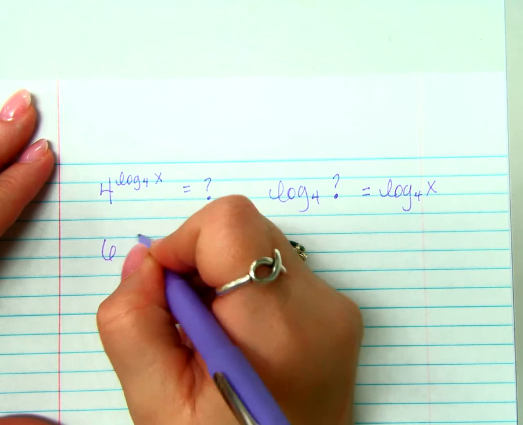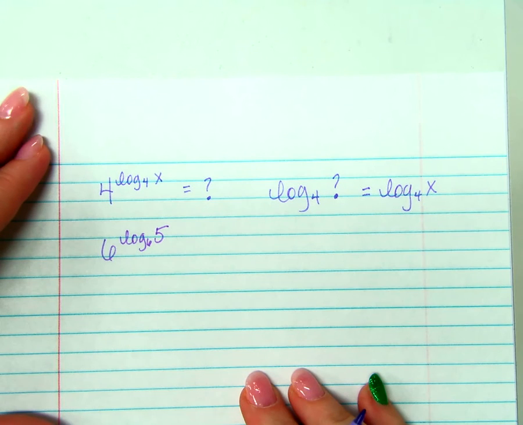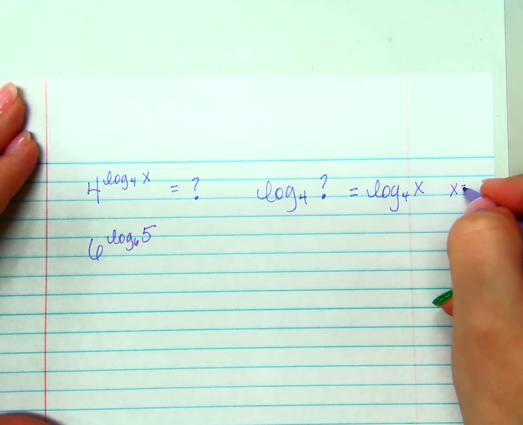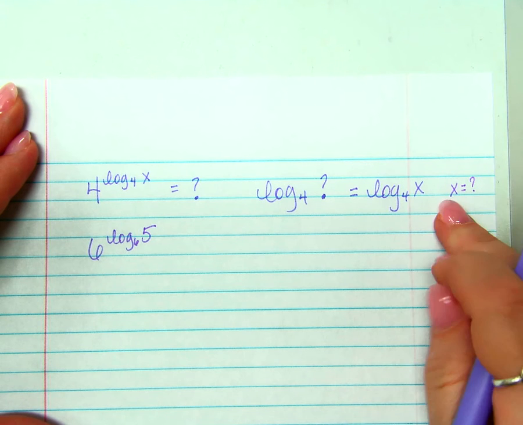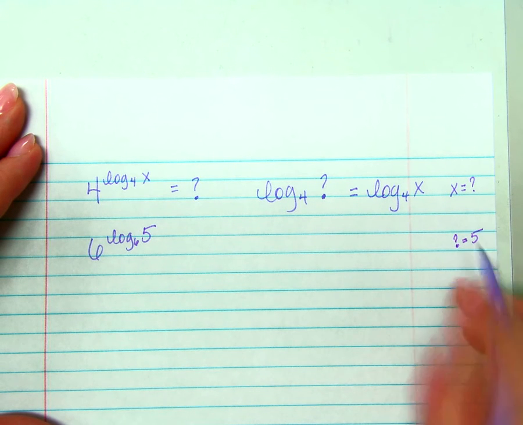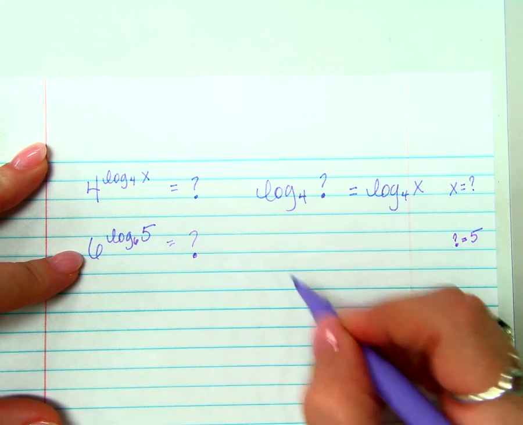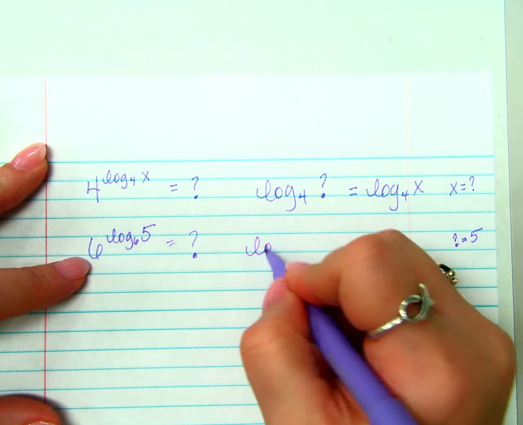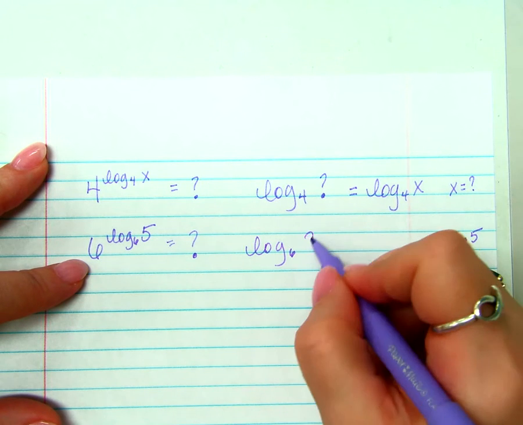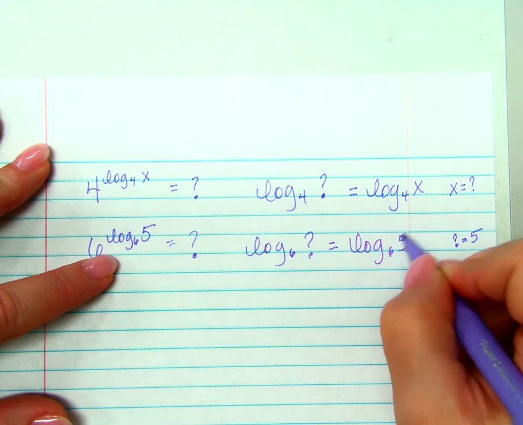What if it's 6 raised to the log base 6 of 5? What do you think my answer should be? We said this one was x, right? The question mark equaled x. We say here the question mark should equal what? 5. Are you sure? Because if we rewrite it in exponential form, it would be log base 6, because of that base, of my question mark equals my exponent, which is log base 6 of 5.